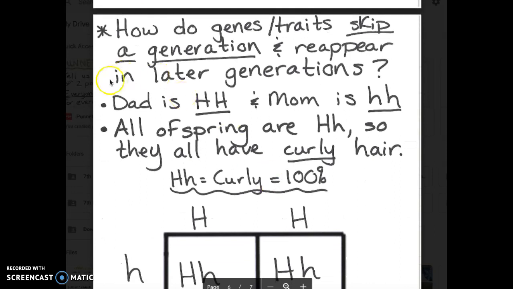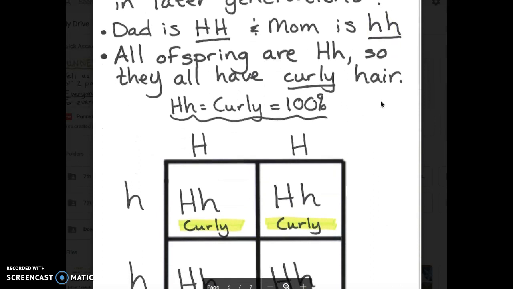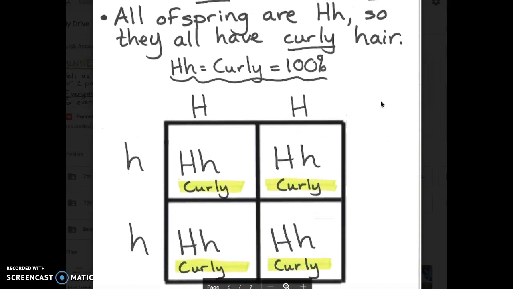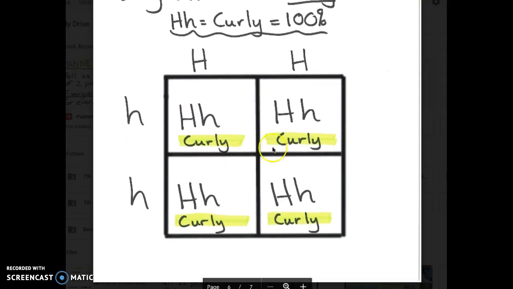So let's take a different example where dad is homozygous dominant, big H, big H, and mom is homozygous recessive, little h, little h. So if we mix those in a Punnett square, we find that all of their offspring have the same genotype. They're all going to get a big H from dad, and they're all going to get a little h from mom. So every single one of their kids has a 100% chance of having curly hair.